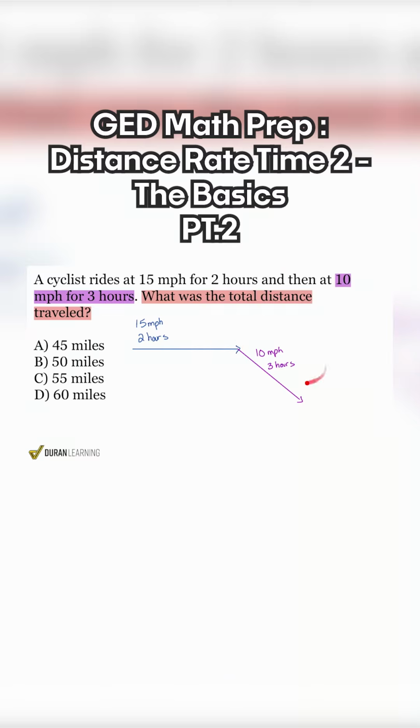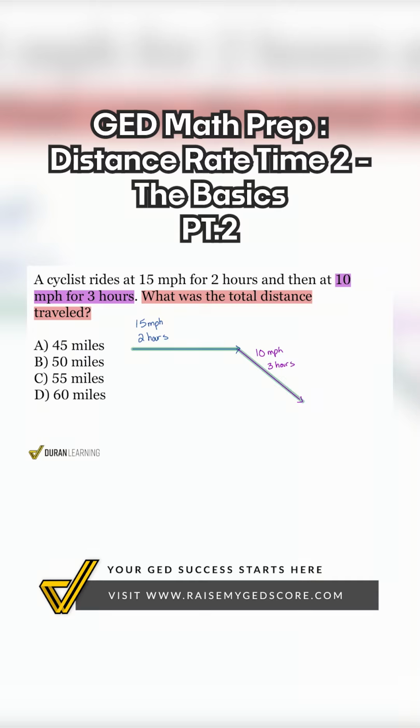It could have been pointed this way, it could have been pointed up, to the right. It doesn't matter, because when we're trying to find the total distance, all we care about really is from here to here, added with here to here. That's what total distance is. So let's put in the work and let's find each distance individually, add them together, and we are done.